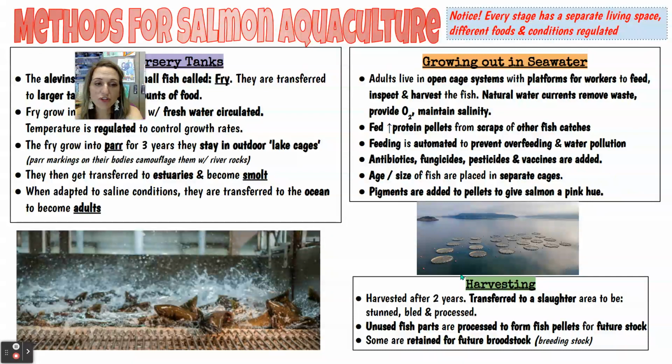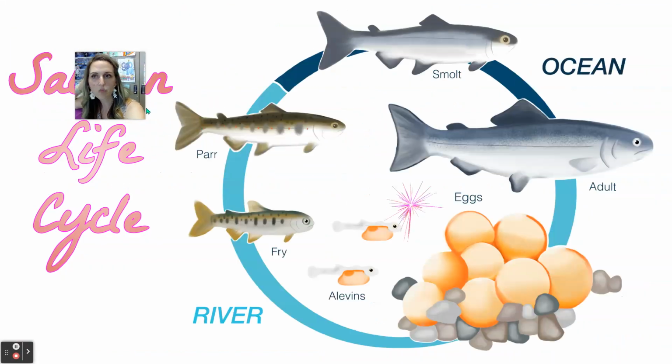Harvesting. After 2 years, they're transferred to slaughter so that they're stunned and bled and then processed. Unused fish parts will be processed to form more fish pellets so they can have a high protein diet for the future stock. And some of these adults are retained for future breeding stock. We call them broodstock.